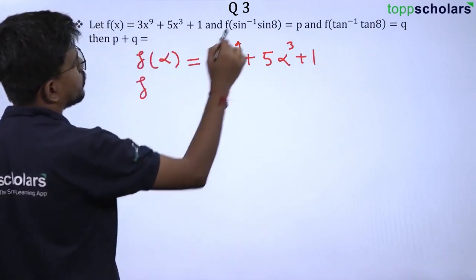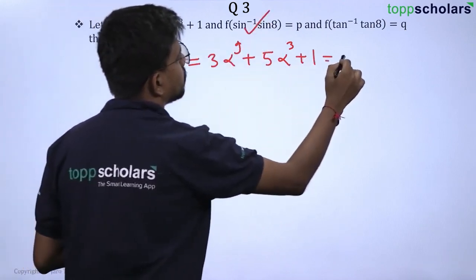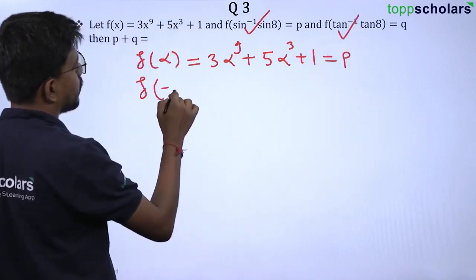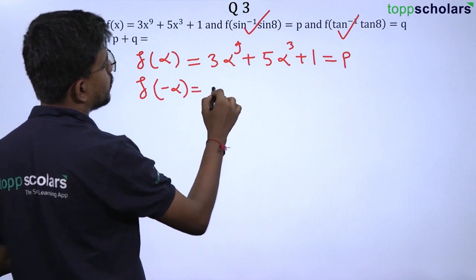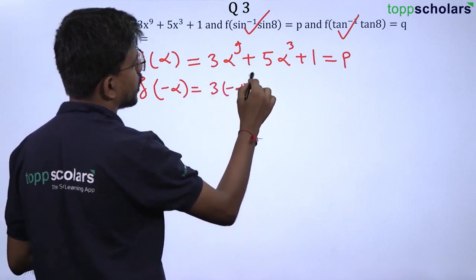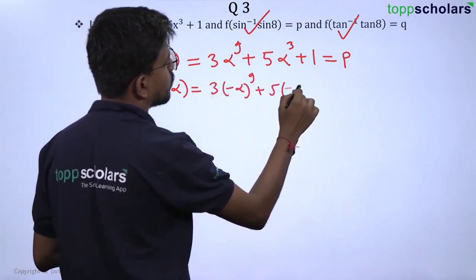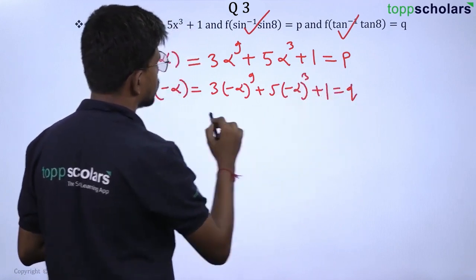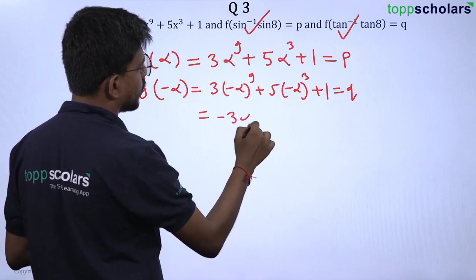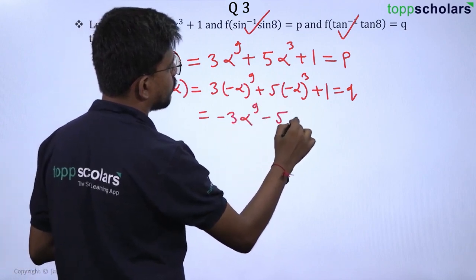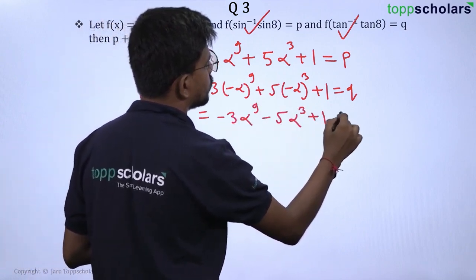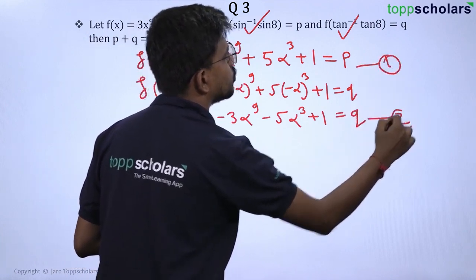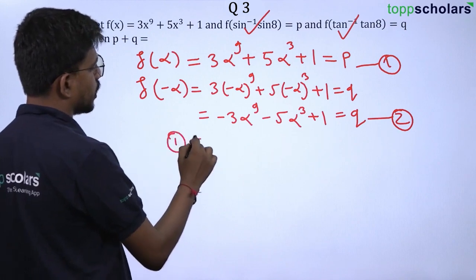Then the next value, which is nothing but p, right, and for this value I will have to write down f of minus alpha. So minus alpha will be 3 into minus alpha raised to 9 plus 5 into minus alpha raised to 3 plus 1, which is q, and which comes out to be minus 3 alpha raised to 9 minus 5 alpha raised to 3 plus 1, which is equal to q. Call this equation 1, call this equation 2. You just have to add equation 1 and 2.